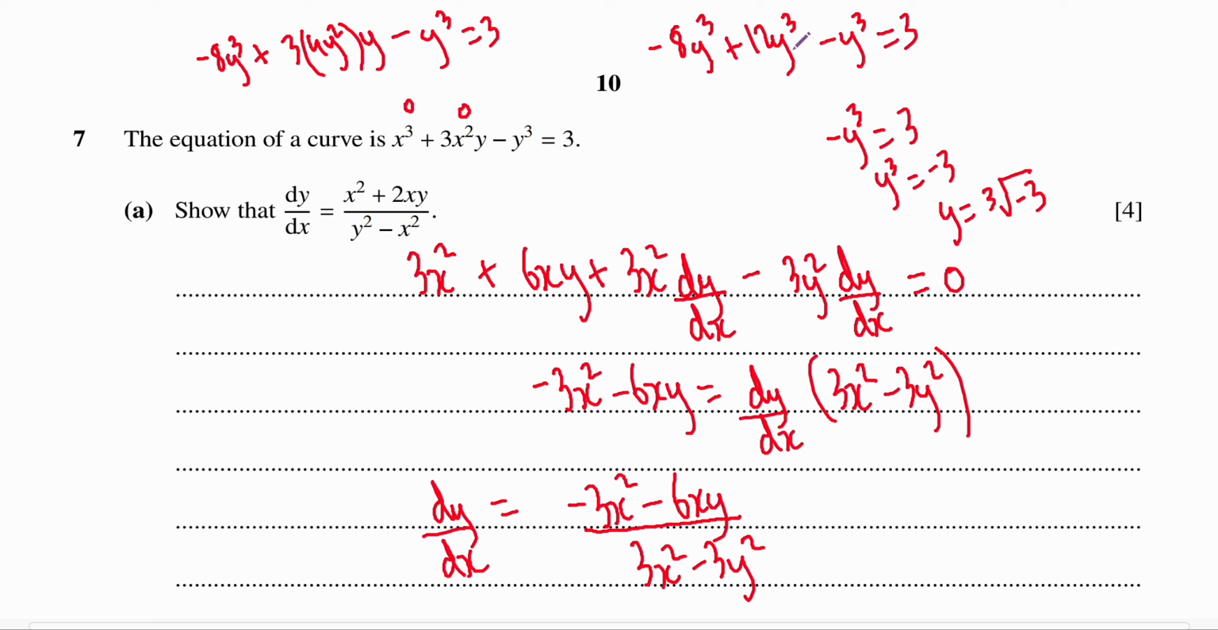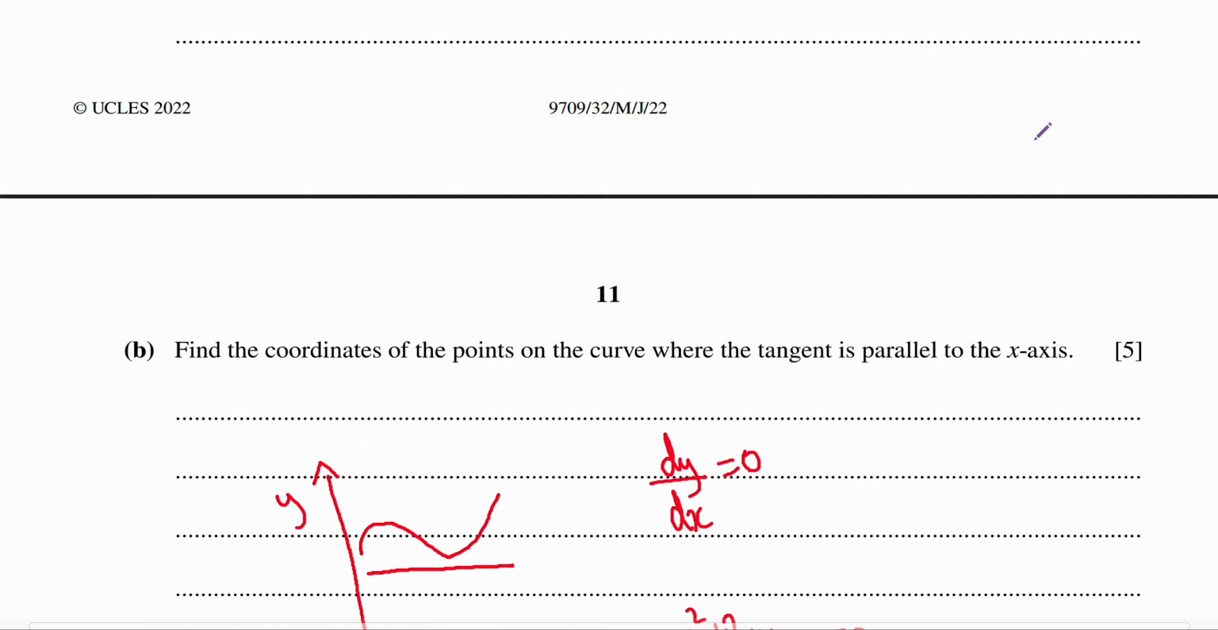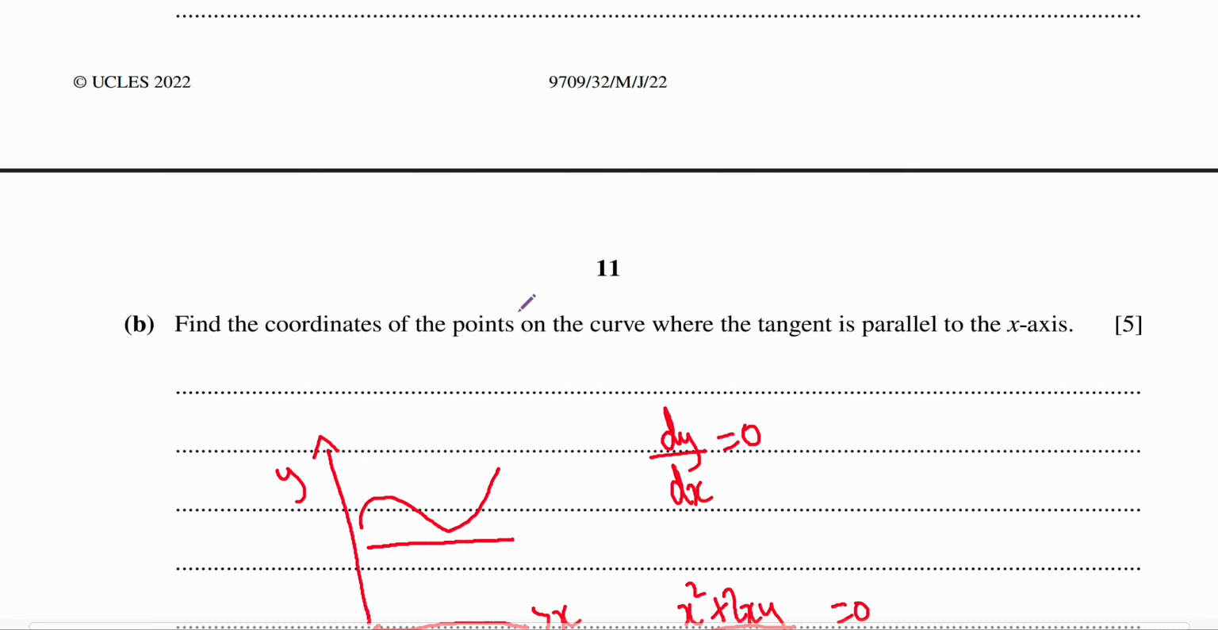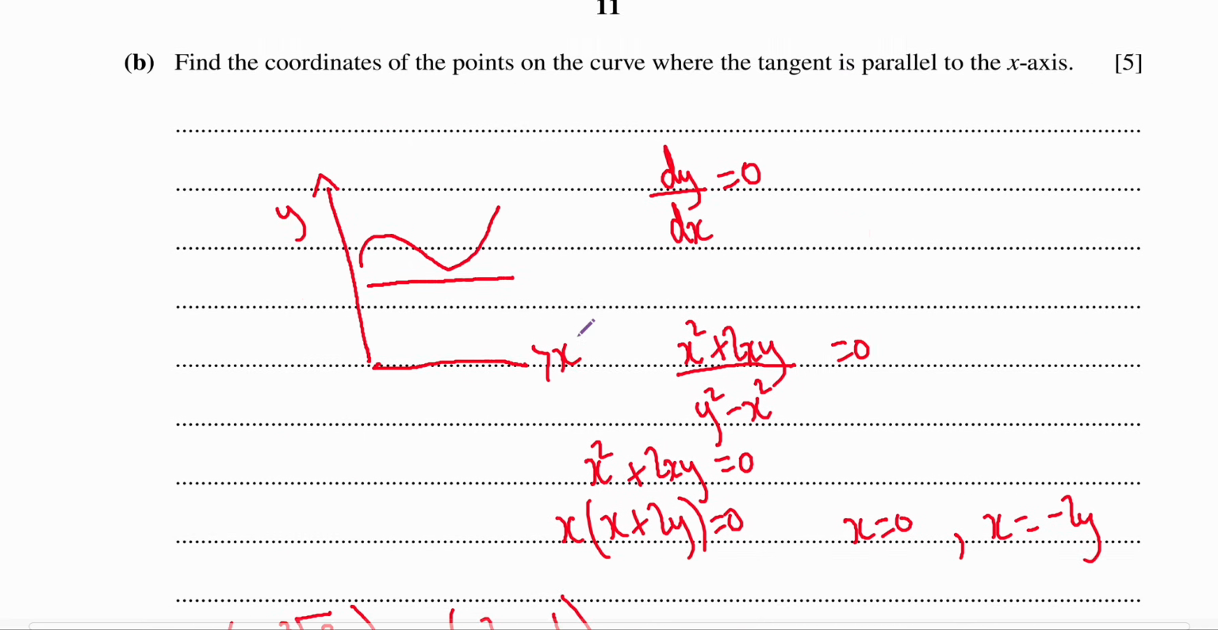Minus 8 plus 12 is positive 4. Minus 1 is positive 3. You can divide by 3 on both sides. So you're left with y cubed is equal to 1. y is equal to the cube root of 1, which is just equal to positive 1. It has other answers too, but those are complex. We don't worry about them. So we can just write positive 1 as our other solution. And that's it. Those are the 2 points on the curve where the tangent is parallel to the x-axis.